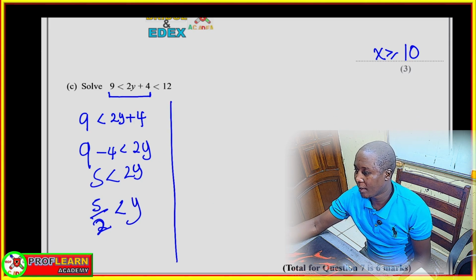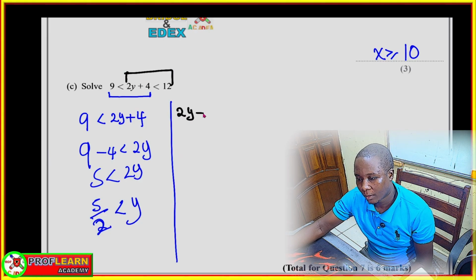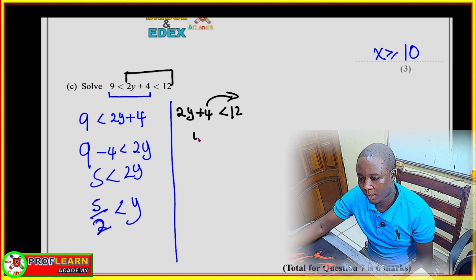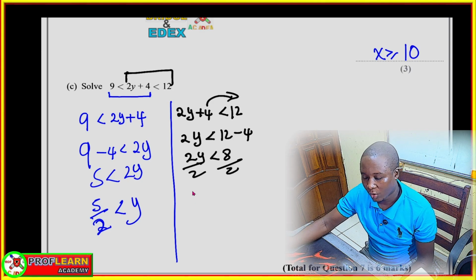The next part will be working on this part here, which is going to be 2y plus 4, which is less than 12. So we shall take 4 to the other side. We shall have 2y is less than 12 minus 4, and 2y is going to be basically less than 8. Divide by 2, divide by 2. So we shall have y is less than 4.